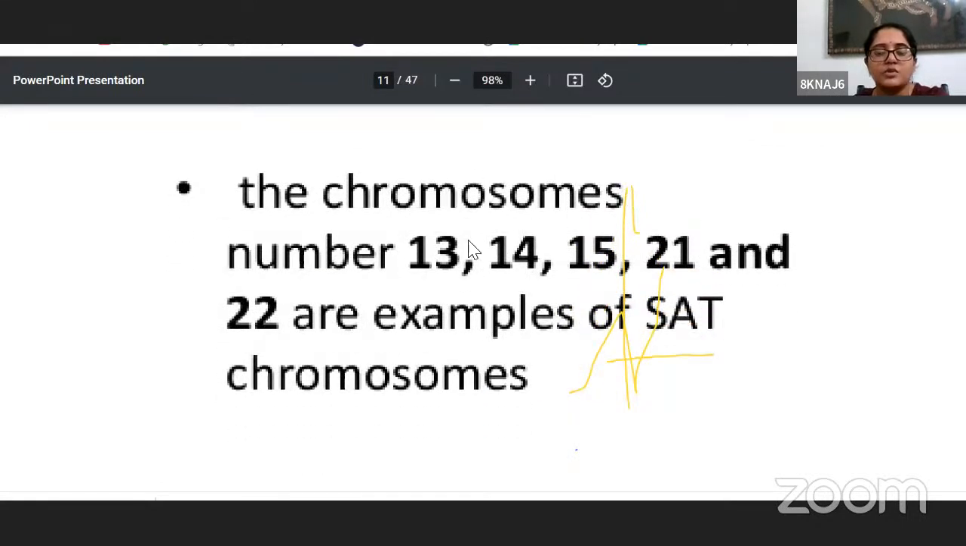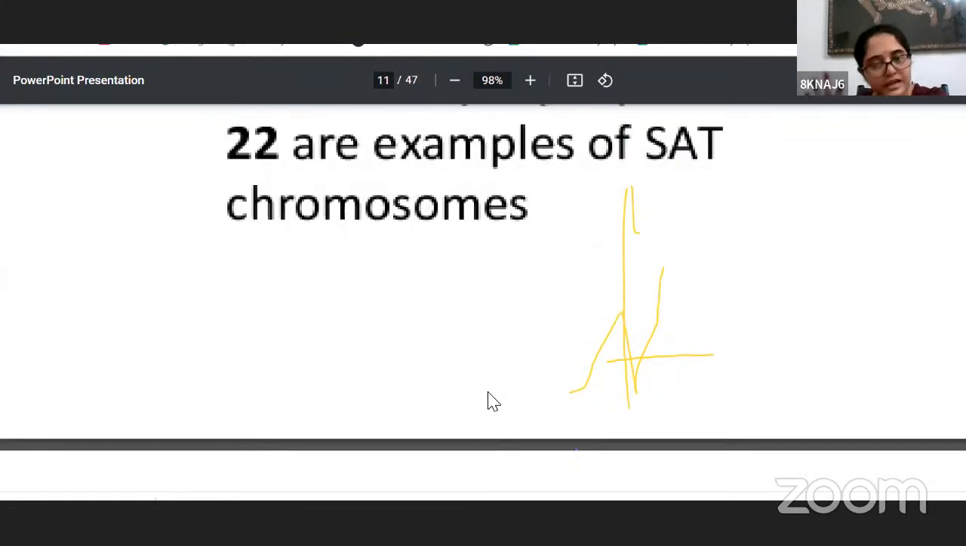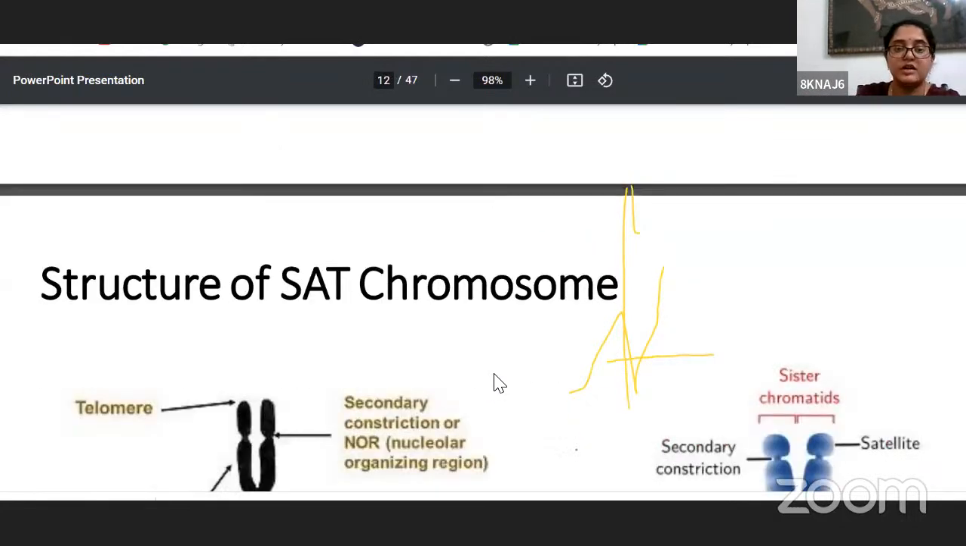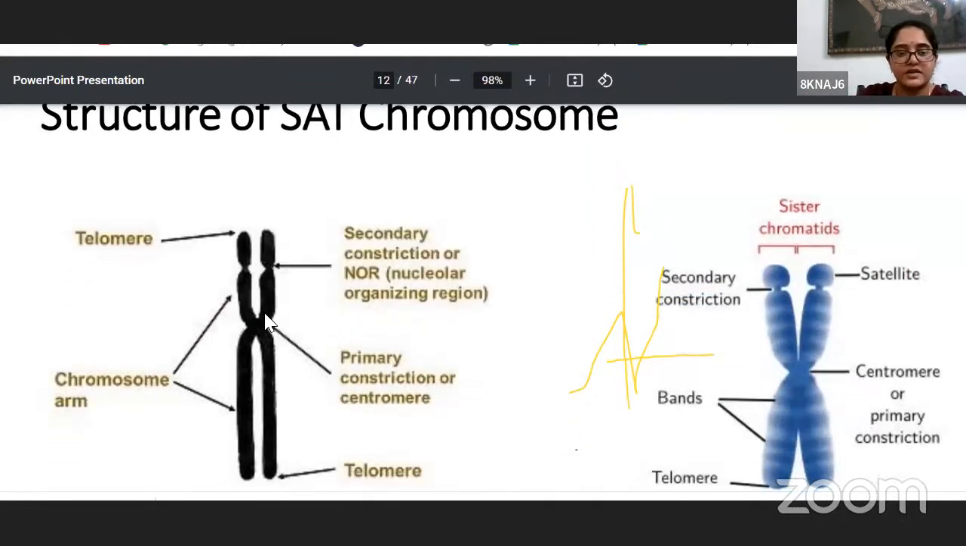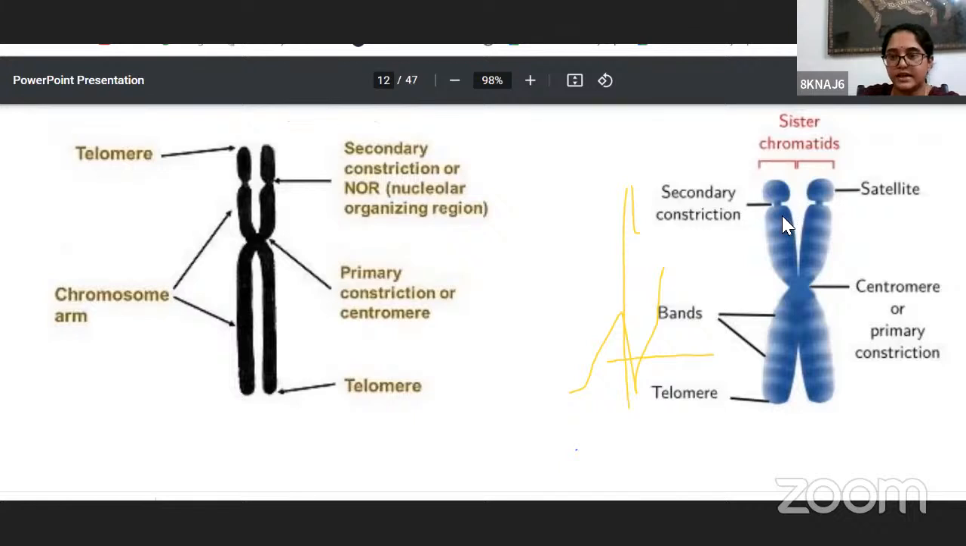Chromosomes number 13, 14, 15, 21, 22 have satellites, and they are examples having the secondary constriction. This is how it looks. This is the P arm, this is the Q arm, and this is the satellite or secondary constriction. This is the centromere, these are the bands, and these are the sister chromatids. These are the telomeres, or the ends.